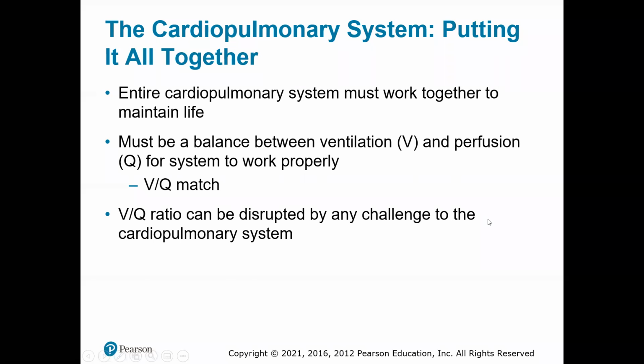So we're putting it all together. Cardiopulmonary system. We've got the heart, we've got the lungs, we've got the blood, the vessels, everything. There needs to be a balance between oxygen and carbon dioxide. There needs to be a balance of water or fluid going through. Anytime there is a mismatch, there's going to be a challenge, or there's going to be an interruption of the cardiopulmonary system.